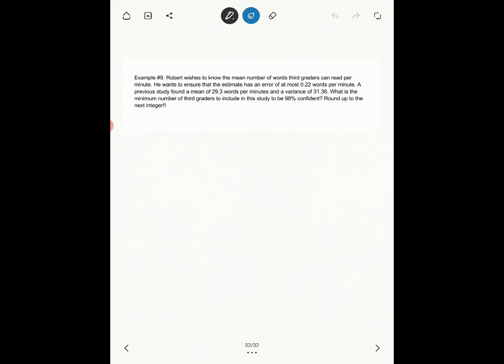For example number 9, Robert wishes to know the mean number of words third graders can read per minute. He wants to ensure that the estimate has an error of at most, so our E is 0.22 words per minute. A previous study found a mean of 23.9 words per minute and a variance of 31.36, so sigma squared is 31.36. That's our variance. What is the minimum number of third graders to include in this study to be 98% confident? So our 98% confident gives us a 2.33 for our z sub alpha over 2.